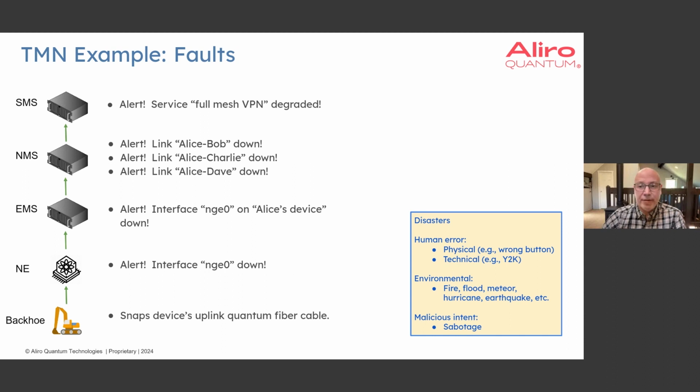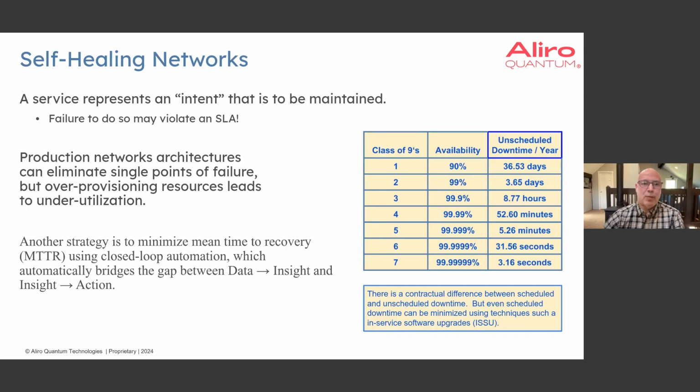And so it can generate 3 alerts saying that Alice's link to Bob is down, Alice's link to Charlie is down, and Alice's link to Dave is down, which is then received by the SMS layer, which can consume it and internalize it as meaning that the full mesh VPN is degraded. Okay, so what do we do about this?